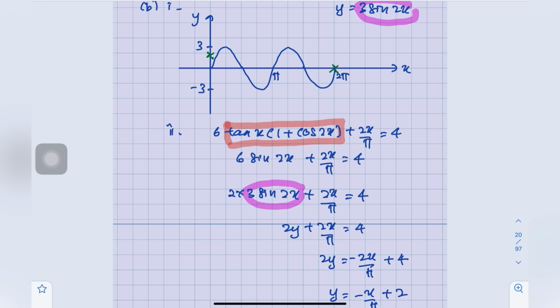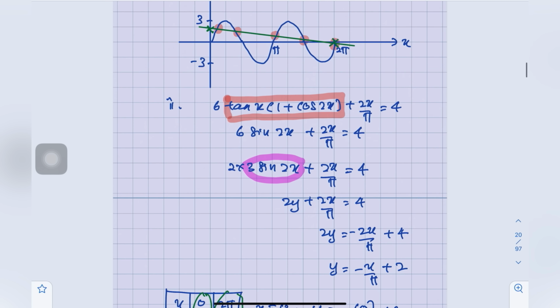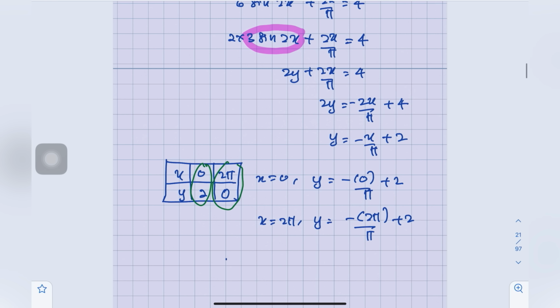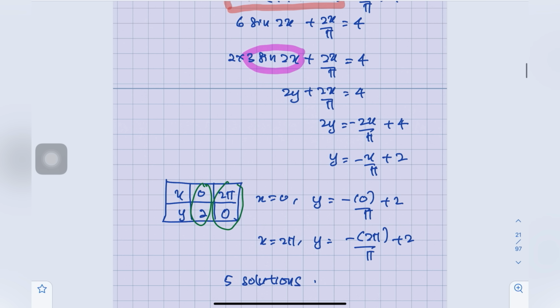By using a ruler, you join these 2 points. The intersection points give the number of solutions. So here we have 1, 2, 3, 4, 5. So 5 solutions. Therefore, 5 solutions.